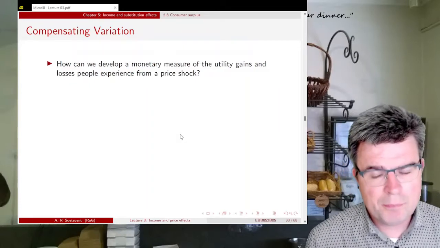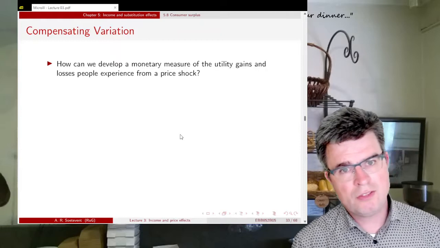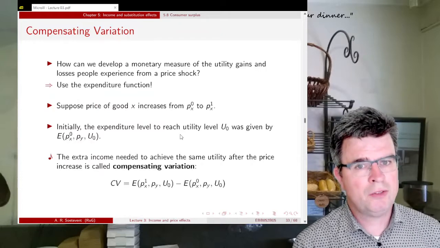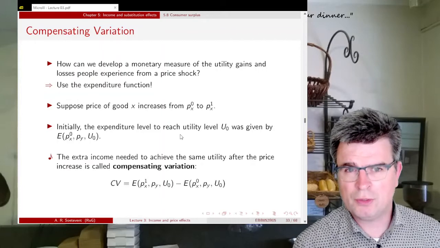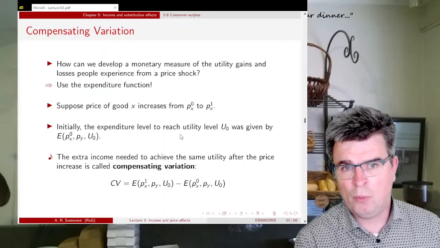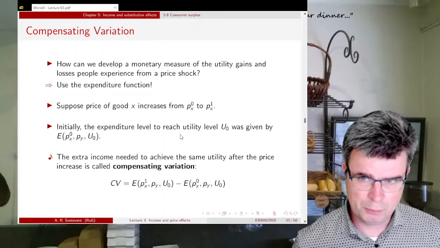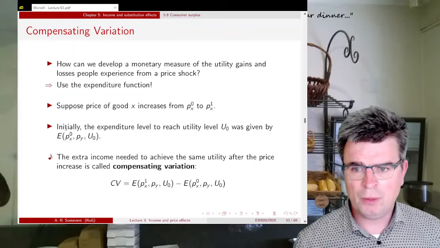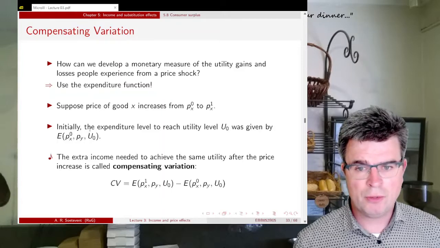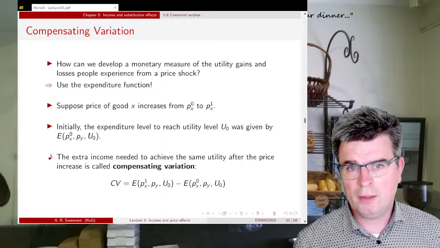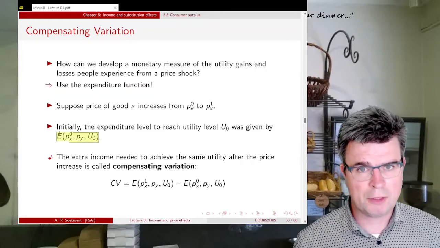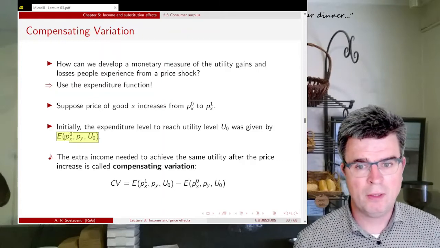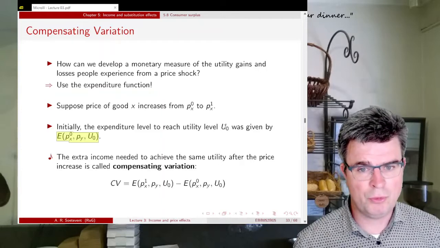So how can we develop a monetary measure of the utility gains and also losses that people experience from price shocks? The answer is to use the expenditure function, because the expenditure function gives us how much money we need in order to reach a certain utility level. So suppose that the price of a good X increases from P0 to P1, and initially we could reach a utility level U0 when we would spend total expenditures equal to this expression over here. So this is the initial expenditure level that we need in order to reach our initial utility level U0.